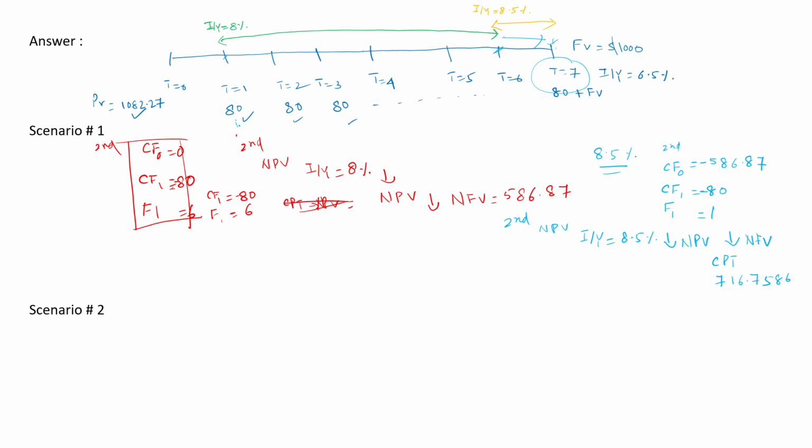So when we do that, this 80 is now going to be multiplied first with 1.08 to the power of 5 periods for this first cash flow, and then one more period, this first cash flow will be multiplied.